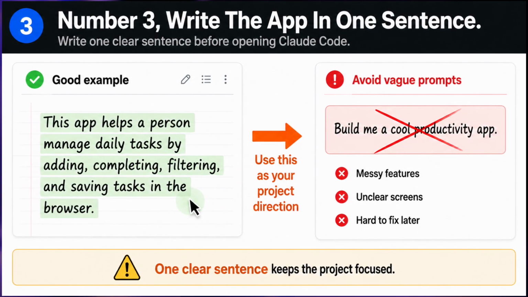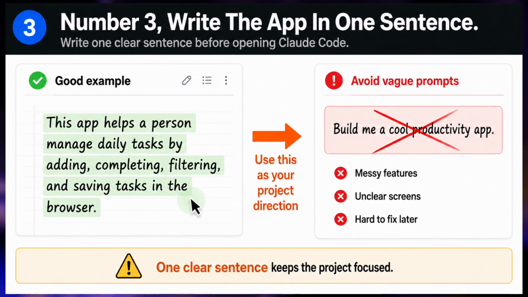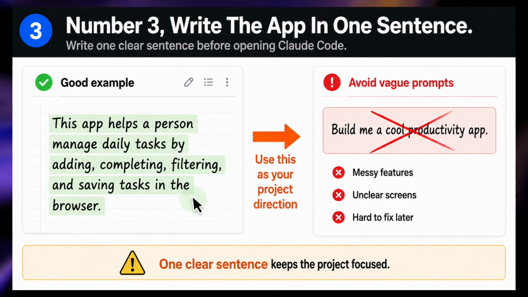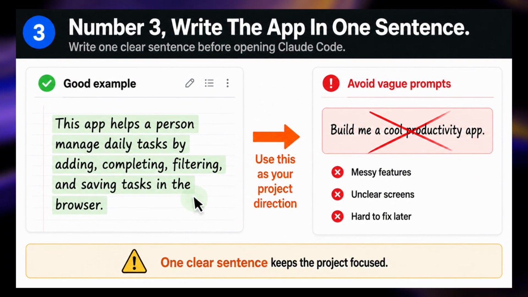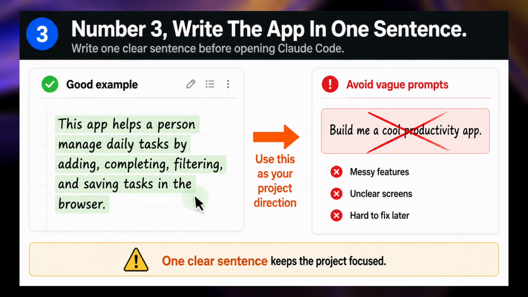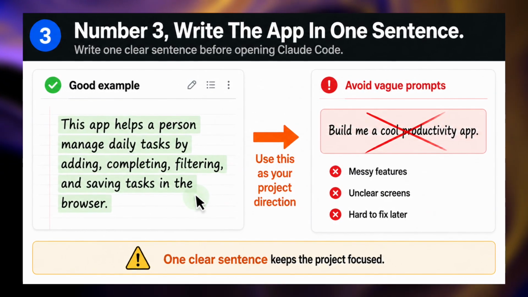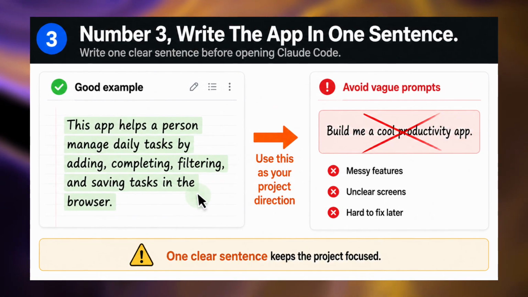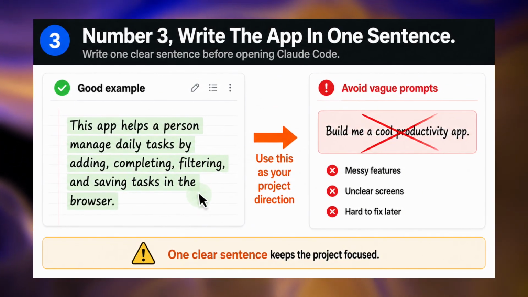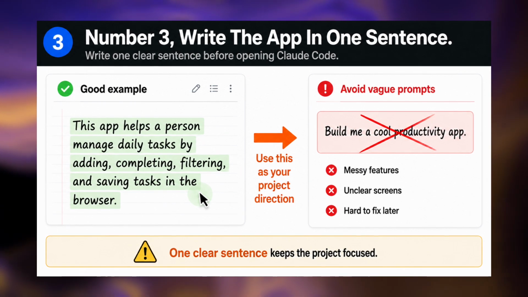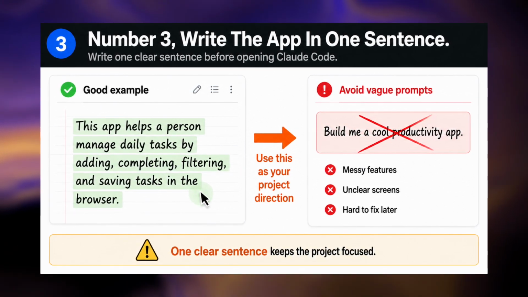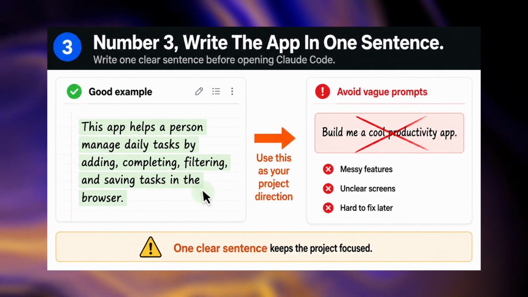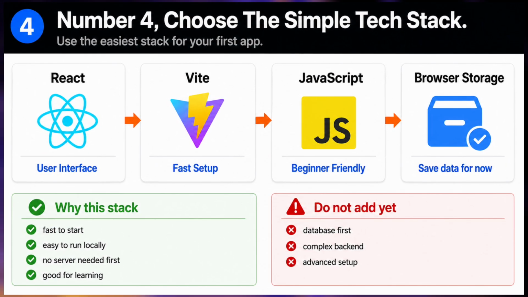Number 3. Write the app in one sentence. Before opening Claude Code, write one plain sentence that explains the app. For example, this app helps a person manage daily tasks by adding, completing, filtering, and saving tasks in the browser. That sentence keeps the project focused. Beginners often skip this and start prompting with vague ideas like "build me a cool productivity app." That usually creates messy features, unclear screens, and code that feels impressive for 5 minutes but becomes hard to fix later.